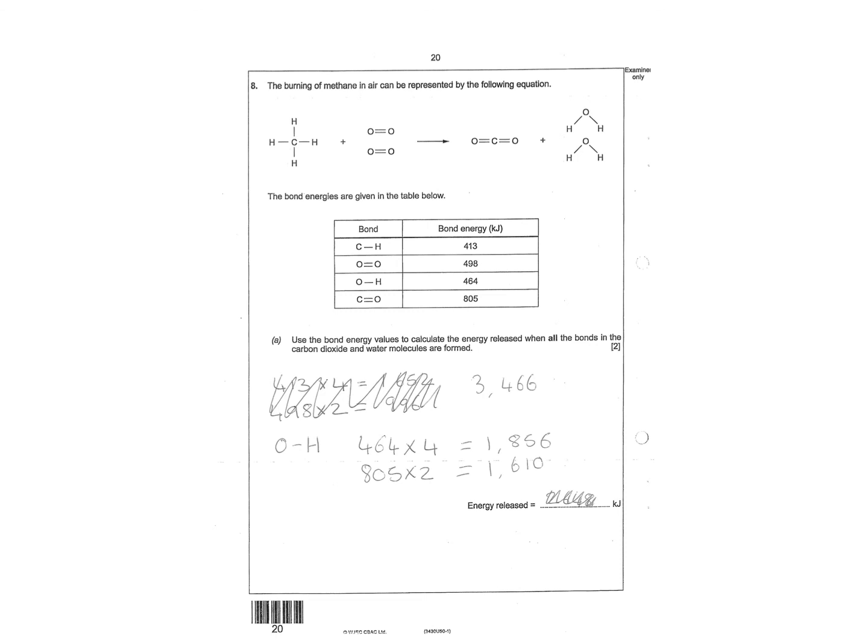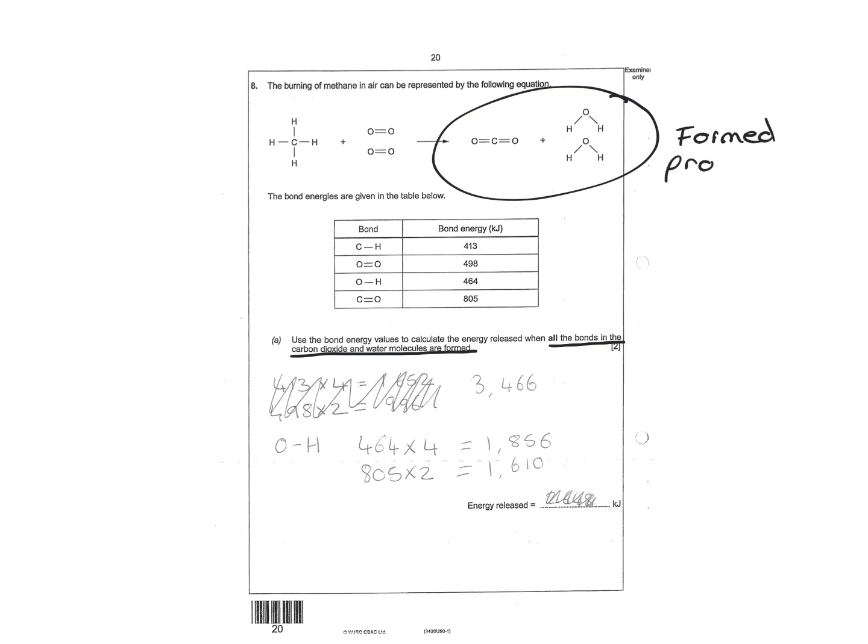Bond energies then. Use the energy values to calculate the energy released when all the bonds in carbon dioxide and water are formed. So you're over here because you're looking for the ones that are formed, the products. Be careful that you read the right information. So you've got 4 of the OH, 1, 2, 3, 4, and 2 of the CO. Add that together, and that is what you get. Be careful to read the question, because you can see I started working out something else. Make sure that you work out the right bit.